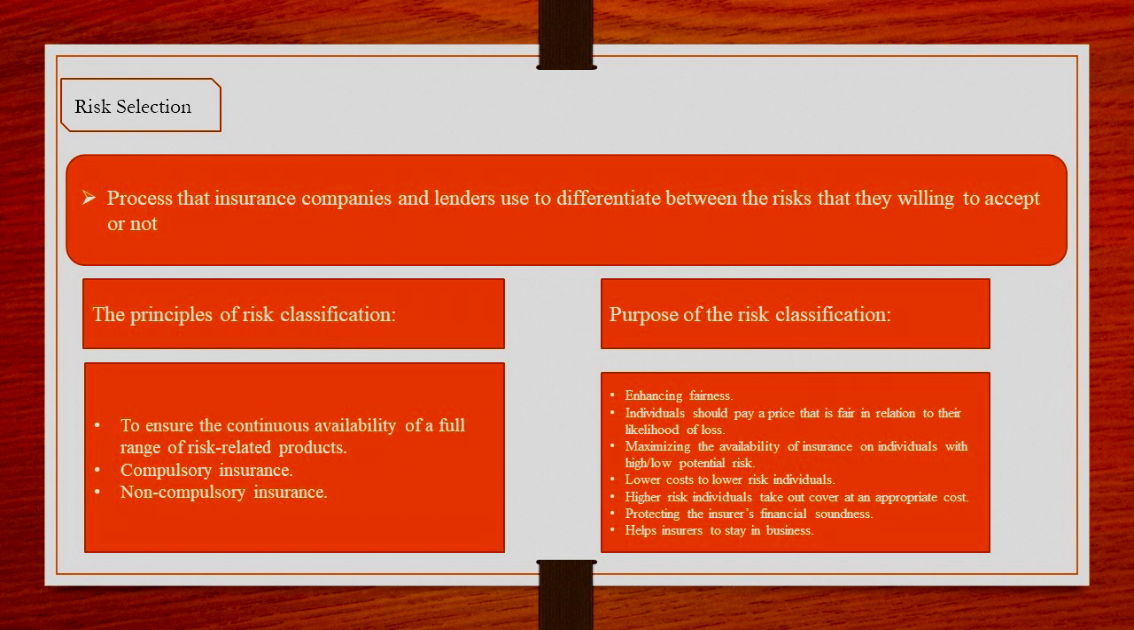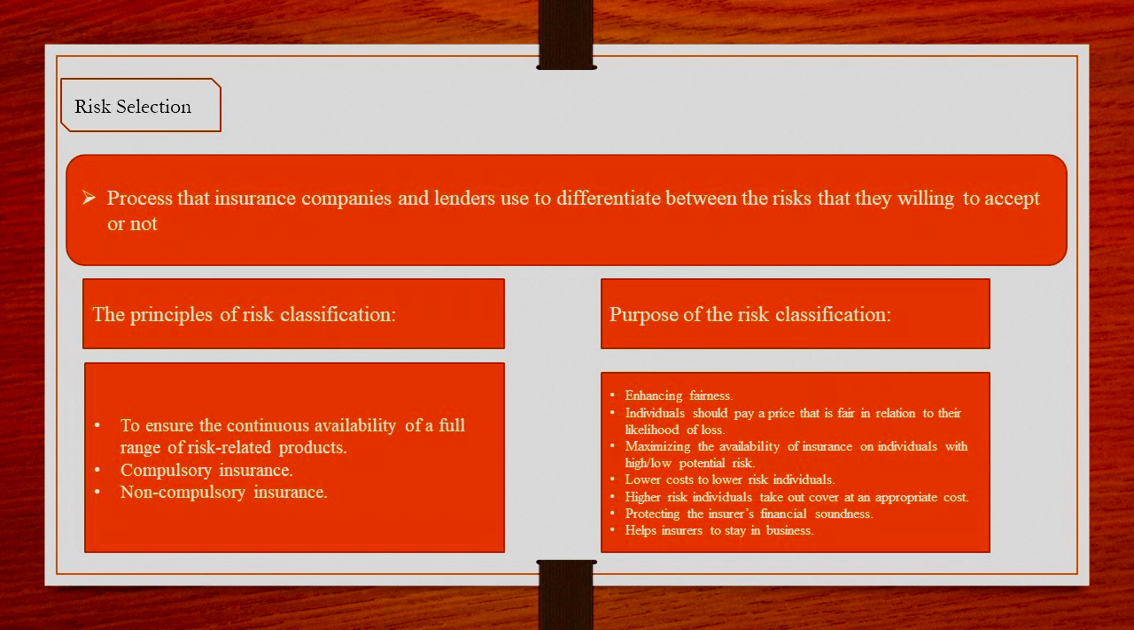Additionally, risk selection is used to classify and determine the price for those risks that are accepted. The principle of risk classification is to ensure the continuous availability of a full range of risk-related products, which is compulsory insurance or non-compulsory insurance.